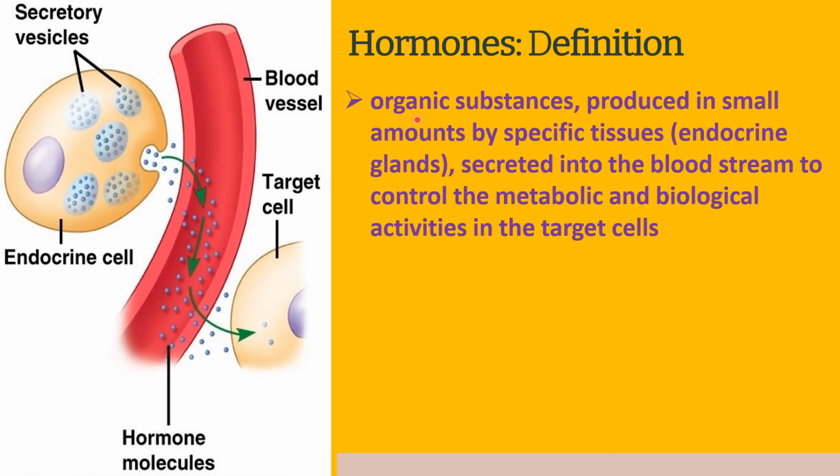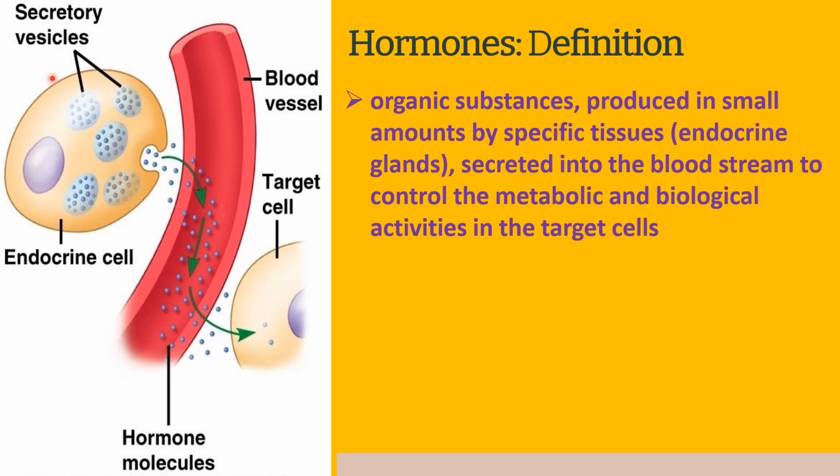So first of all, let's understand what hormones are. These are the organic substances produced in small amounts by the endocrine glands and secreted into the bloodstream to control the metabolic and biological activities in the target cells.